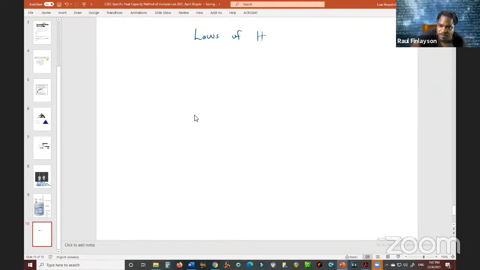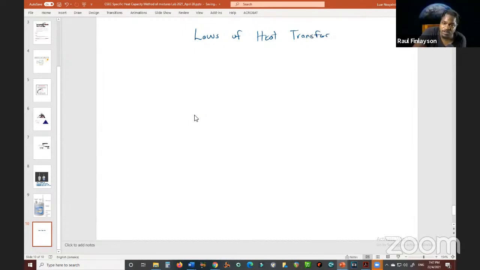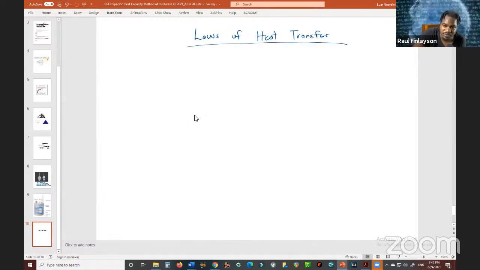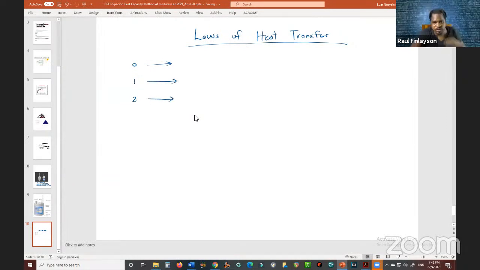Laws of heat transfer. So we have 3 methods of heat transfer, but check this out. We also have 3 laws of heat transfer. And the funny thing about the laws of heat transfer is that we start from 0 and not 1. It's actually 0, 1, and 2. So that's the beauty of this one.